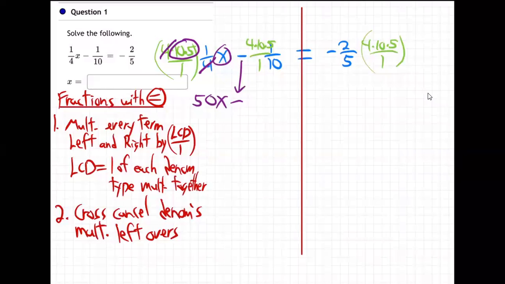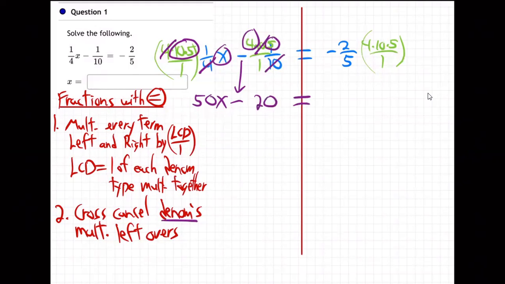Did you see that first step? See how I cross canceled the denominators and I multiplied the leftovers. So the 4 canceled the 4, multiply what's left over, 10 times 5 times x, 50x, minus, let's do it again, cross cancel 10 and 10. What's left over? 4 times 5, and then a couple of ones, but ones don't do anything, 20. Times 1 or divided by 1 is still just 20.